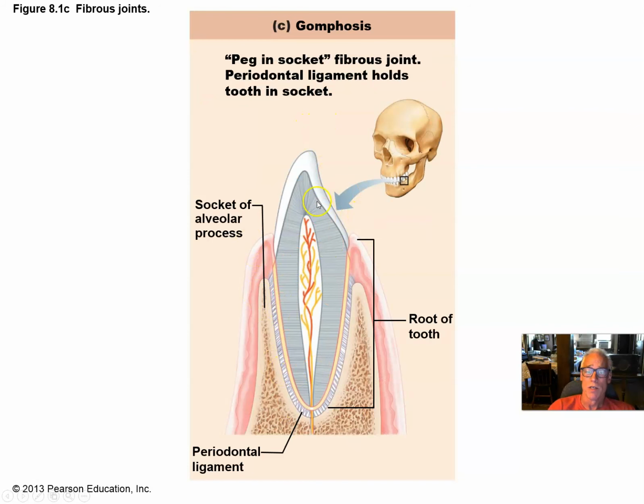Gomphoses are fibrous joints that actually anchor your teeth into the pockets in which they reside, the alveoli, in the maxilla and mandible. So these are very, very tough joints, again, made up of lots and lots of collagen fiber bundles that connect the surface of the tooth to the bone of our jaws.